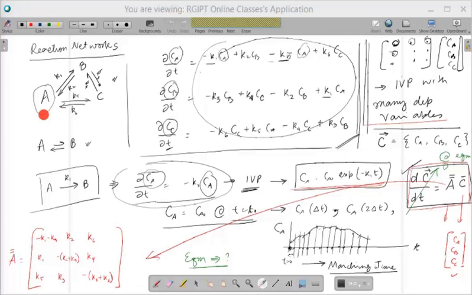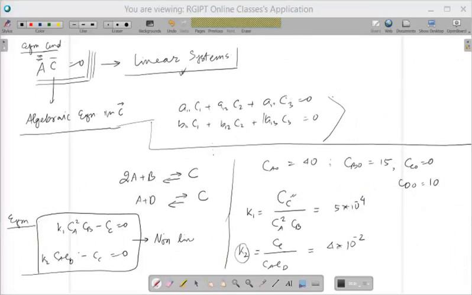I have 2A appearing, that's why I have Ca squared. I have two molecules, actually three molecules reacting to give me one molecule. This is not a single molecule, so the order is not one. Therefore I have net order being equal to 3, so it's a nonlinear term that is appearing because of that reason. So this is an example of something known as a non-linear algebraic equation.